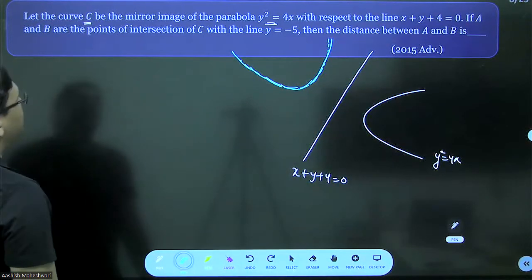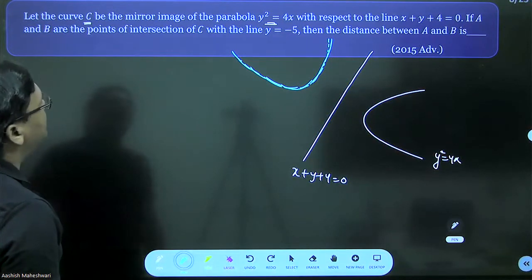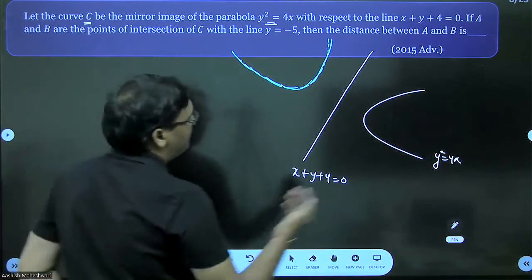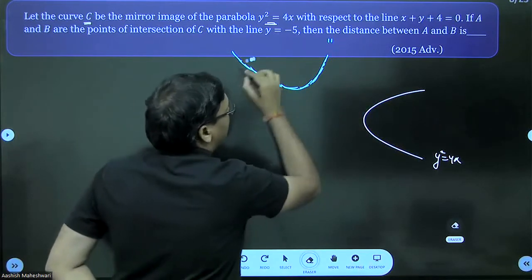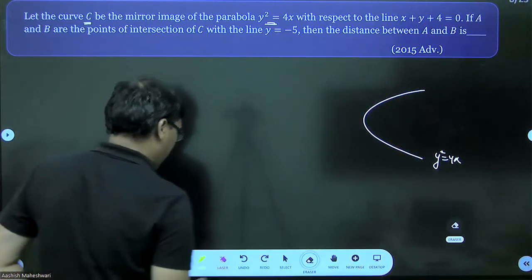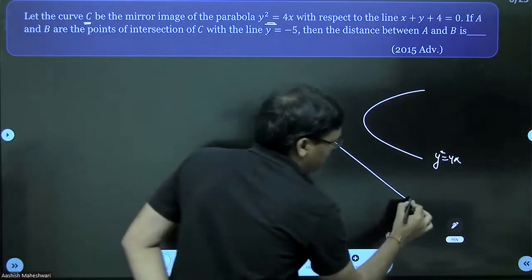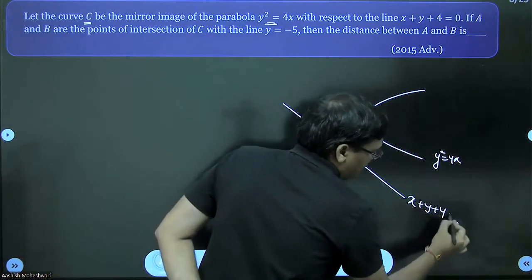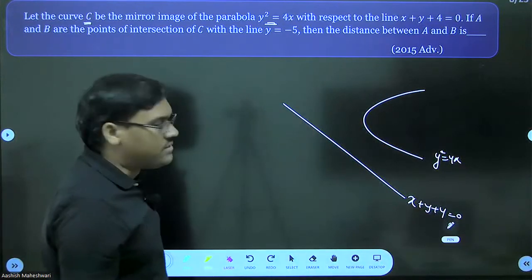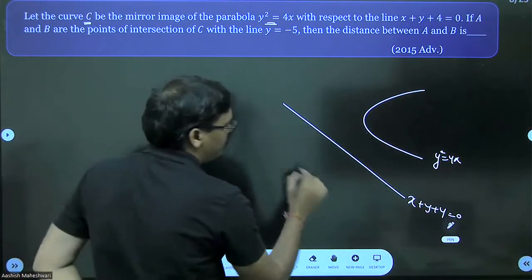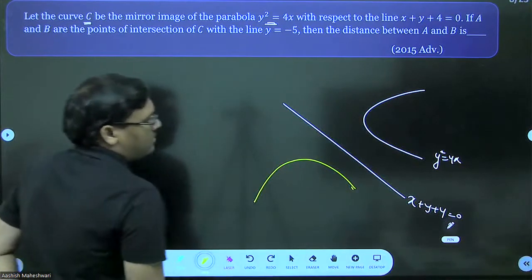Now see, A and B are the points of intersection of this line. Okay, in fact, it's a rough diagram, but otherwise, x plus y plus 4 equal to 0 has negative slope, so it will be something like this. It will not make any difference because we are just drawing a rough sketch. Now let's say the mirror image of this is something like this. Okay, this is the curve C.